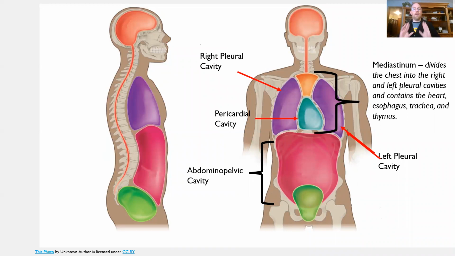So for example, I'm not going to show you my chest, but I'm going to unbutton my jacket and use this as an example. My lungs are here. In the middle of my lungs, right here, is my heart. And right above the heart is my thymus, my esophagus, trachea. This whole area is my mediastinum. It divides the chest into left and right pleural cavities, right pleural cavity, left pleural cavity. Okay, cool. I hope that's clear and helpful.